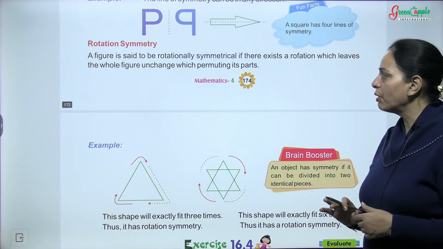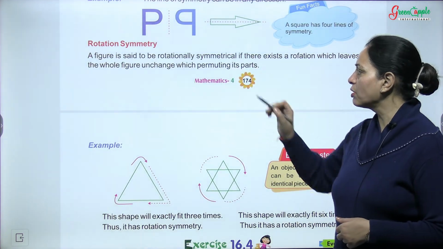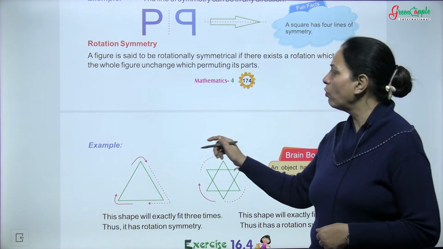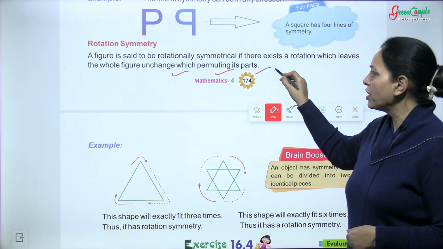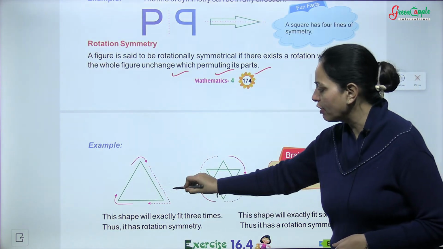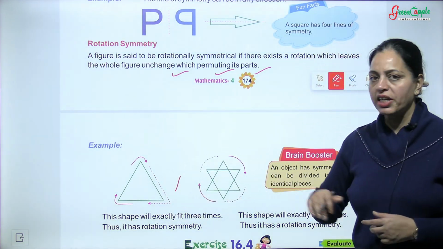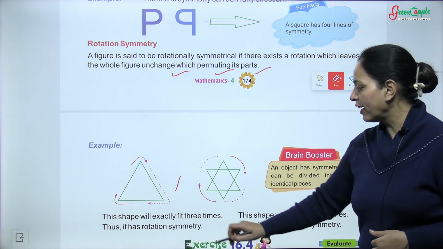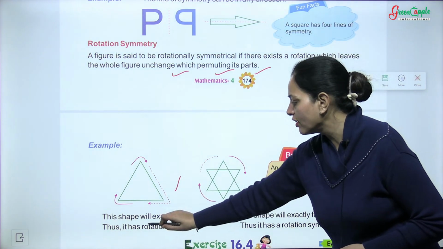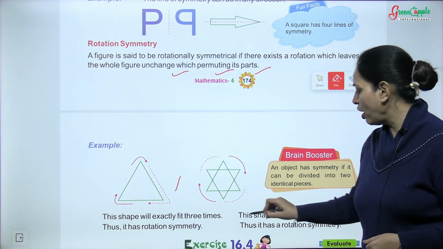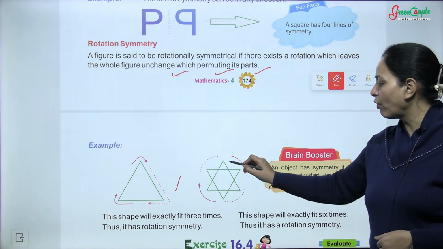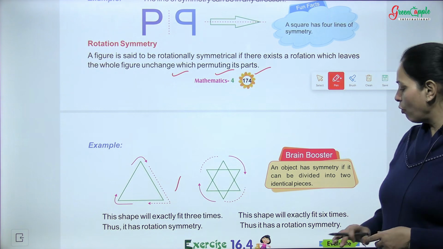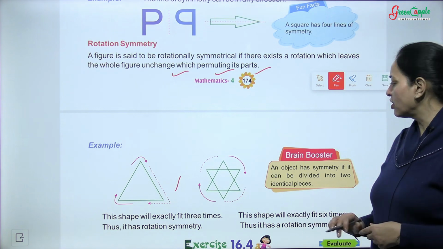Now rotation symmetry. A figure is said to be rotationally symmetrical if there exists a rotation which leaves the whole figure unchanged, while permuting its parts. For example, this triangle: if we rotate it, it will look the same as this figure. So this shape will exactly fit 3 times, so it has rotational symmetry. And this shape will exactly fit 6 times: 1, 2, 3, 4, 5, 6 corners. If we rotate 6 times, it will be the same. So this also has rotation symmetry.